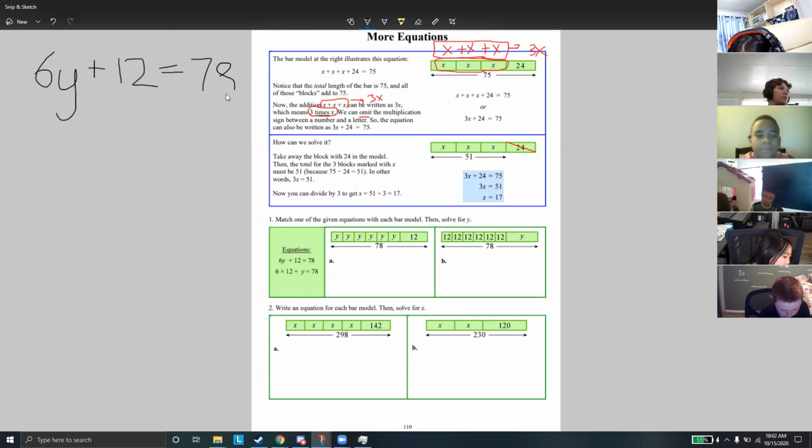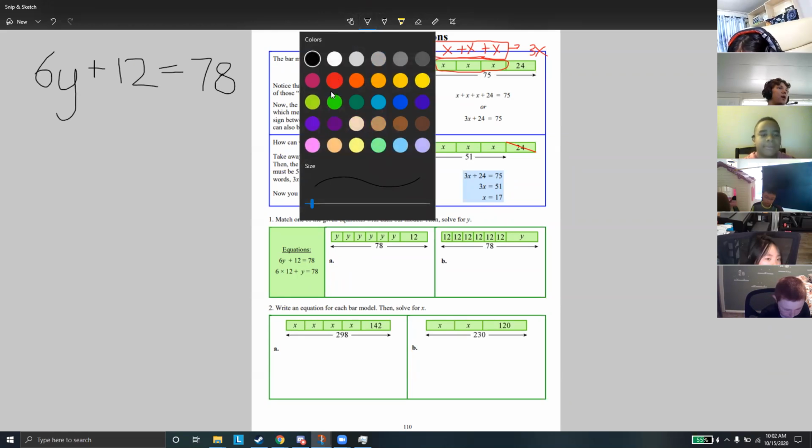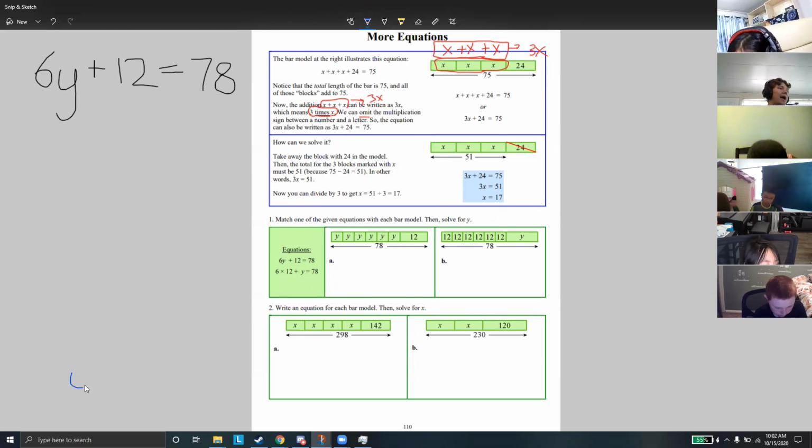So our goal, at the very end of our problem, is to get y, the variable that we don't know, all alone on one side. The easiest way for us to do that is, we'll save the variable for last. We're going to get rid of anything added or subtracted from the variable. So right now, we have 6 times y, 6y, plus 12. So we want to get rid of that 12. The opposite of plus 12 is minus 12. We'll do minus 12 on both sides.